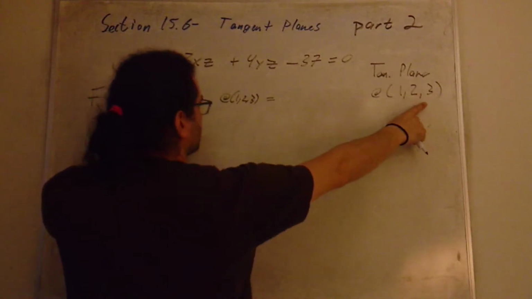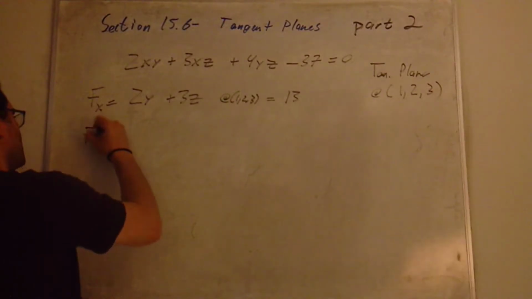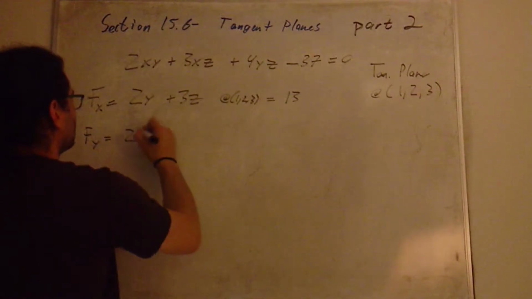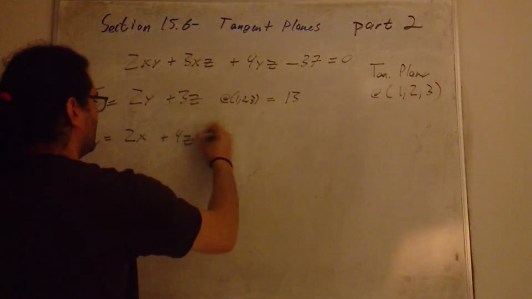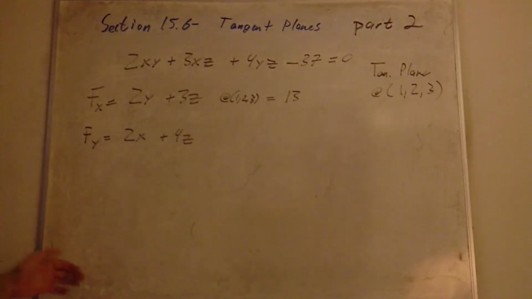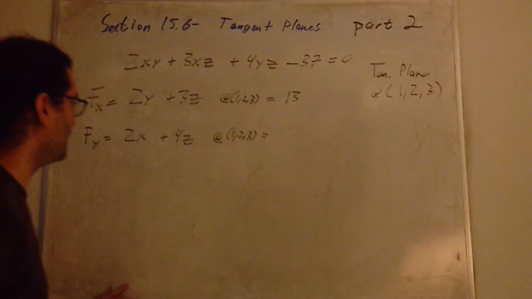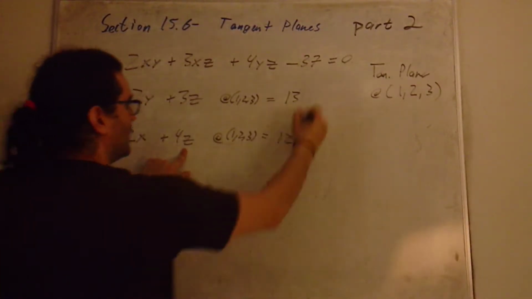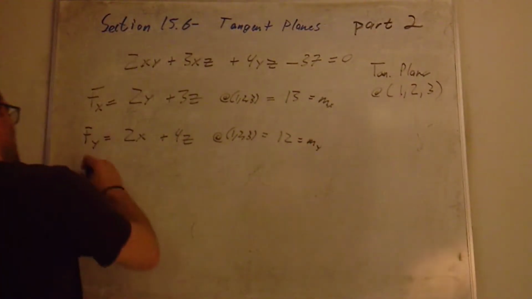And when you evaluate it at 1, 2, 3, we should get 4 plus 9 is 13. And I need a partial derivative with respect to y. And that should be 2x, 0 on this term, 4z, 0 on this term. So 2x plus 4z is my partial with respect to y. And when I evaluate this one at 1, 2, 3, I will get a slope of 2 plus 10 is 12. I should mark this. This is mx. This is my.